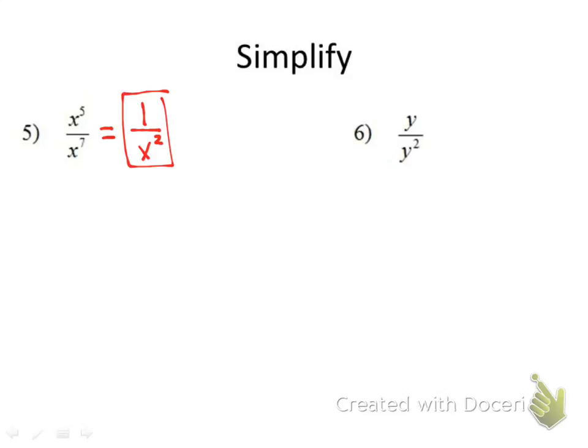Questions? All right, check out number 6. I have y to the first over y to the second. So where do I have more y's? The bottom. So my leftover y's are going to go to the bottom. How many will I have? Yeah, so this is just y to the first. I need a 1 on the top.